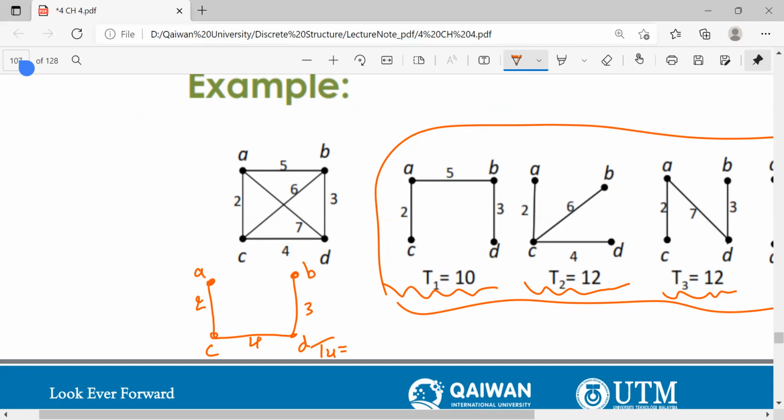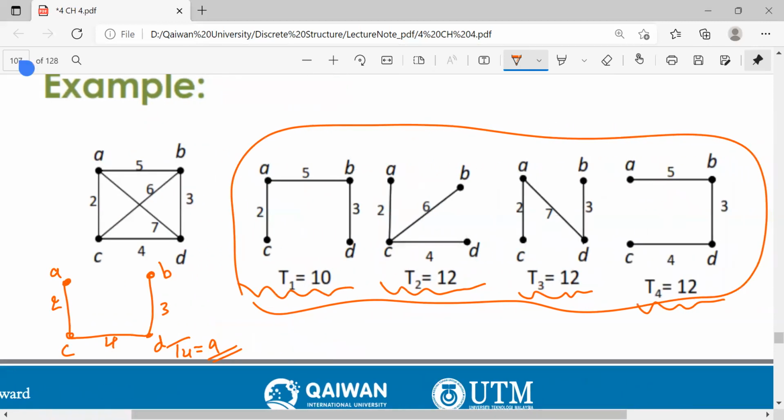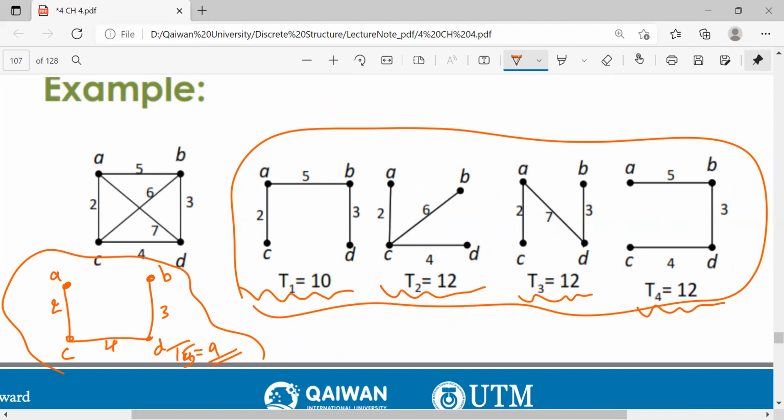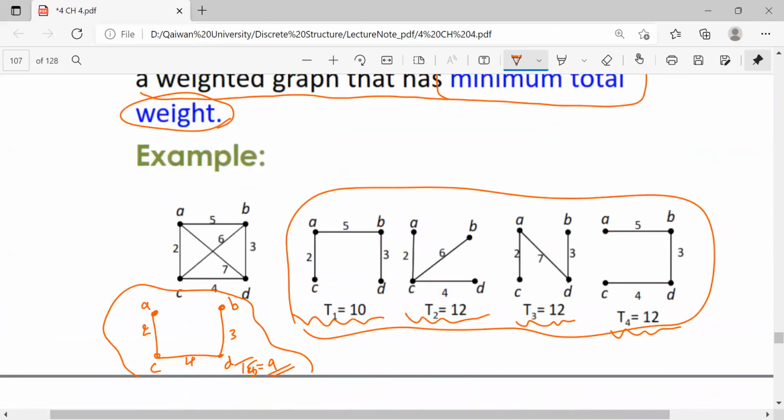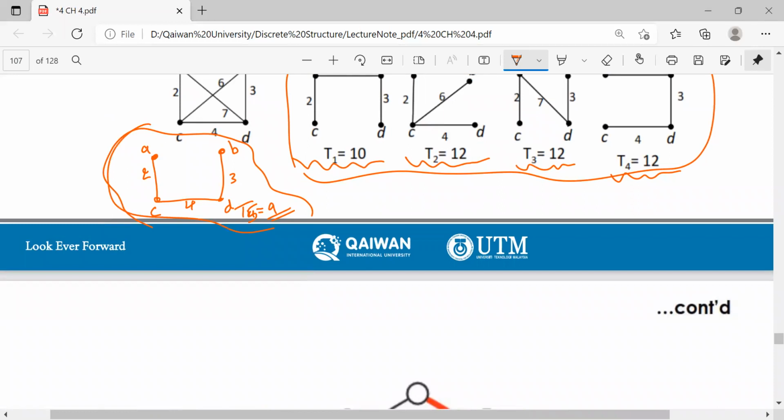T4 is 9. Which of these spanning trees has the least weight? This one, T4. Let's say it's T5, sorry. Among these, T5 has the minimum total weight, so we say it is the minimum spanning tree. So the minimum spanning tree is this one. We just draw this spanning tree.